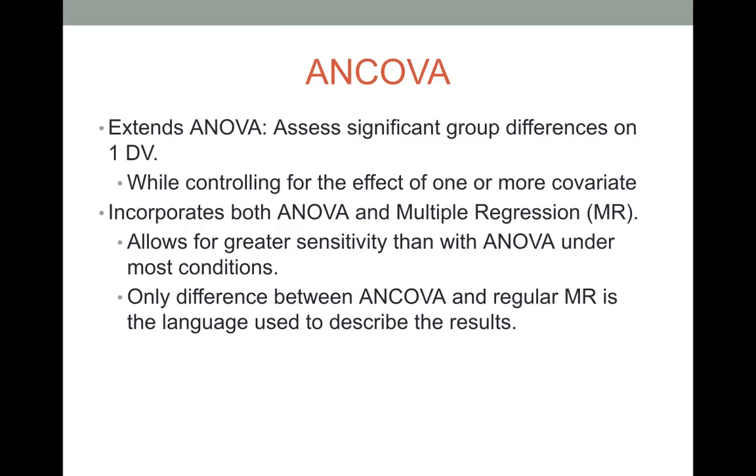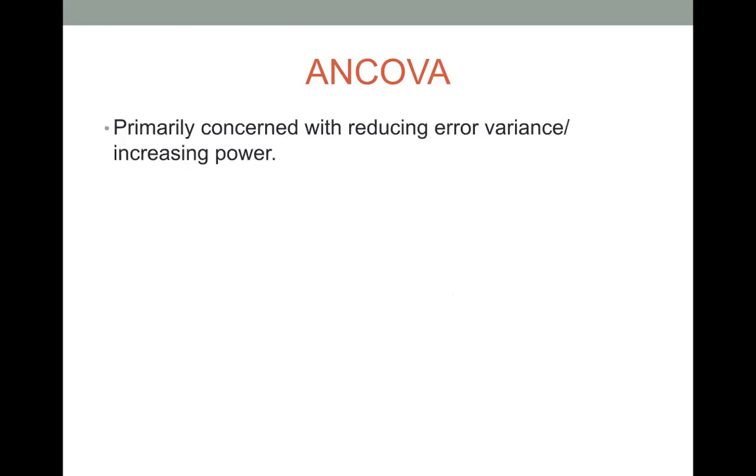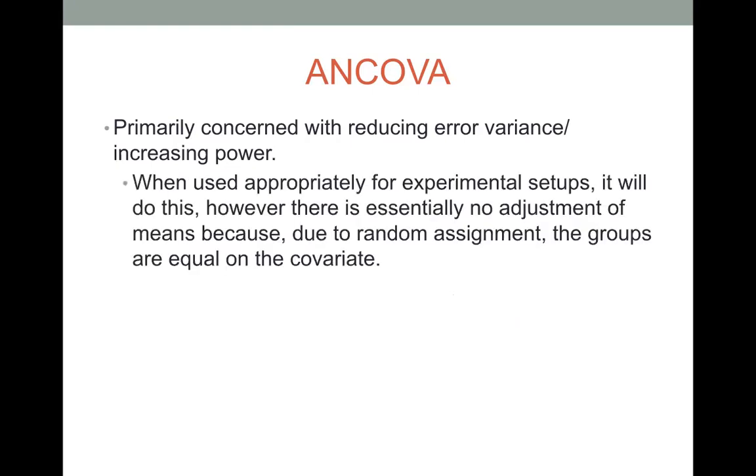The only difference between ANCOVA and regular ANOVA is the language used. Multiple regression is the language used to describe the results. Controls for means it takes out, partials out, the effects due to the covariate and sees if there are differences in the groups. Yeah, we are still going to get an example. And then it is primarily concerned with reducing error variance and increasing power.